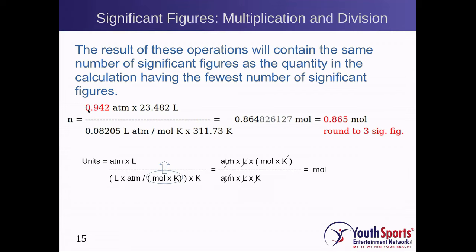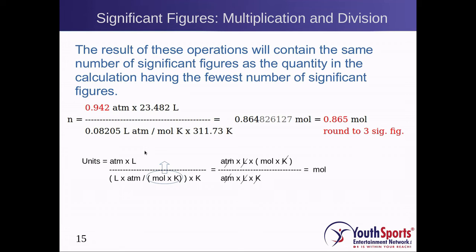So when we multiply 0.942 by 23.482 and divide by these two numbers, we end up with this number. Since the least number of significant figures in all of these numbers being multiplied and divided is 3, we can only take 3 digits. So instead of taking 0.864, we would round this to 0.865, because when we multiply these numbers, the fewest significant digits are in 0.942, which is 3 digits. So even though we have a result with many digits available, we take the first 3 digits, and instead of truncating to 0.864, we round it so it becomes 0.865.